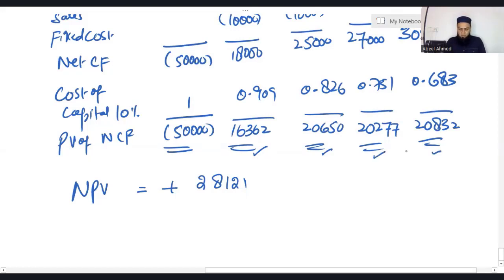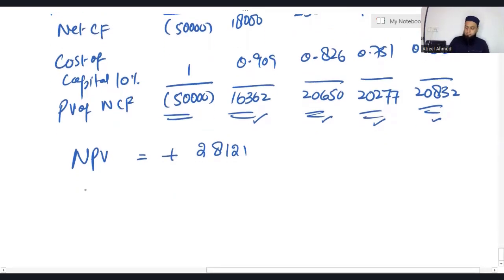50,000. So let me recheck so that there should not be an issue. 16,362 plus 20,650 plus 20,277 plus 20,832 minus 50. Yes. Again, NPV of this project is positive. Whenever NPV is positive, the organization should opt for that project because it will increase the wealth of shareholders.